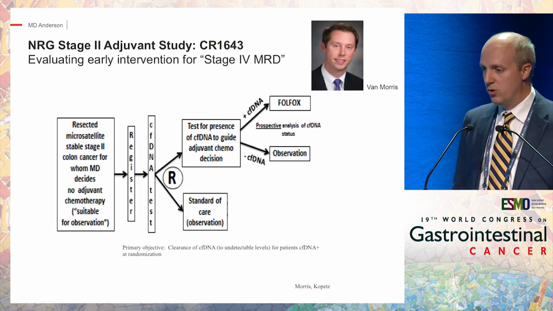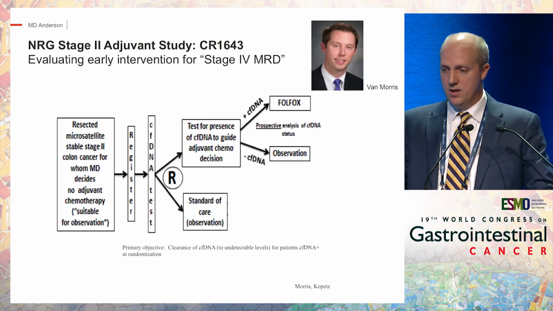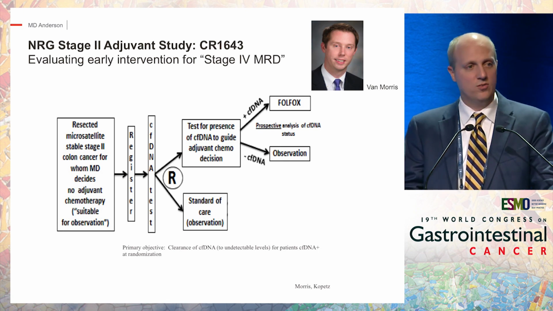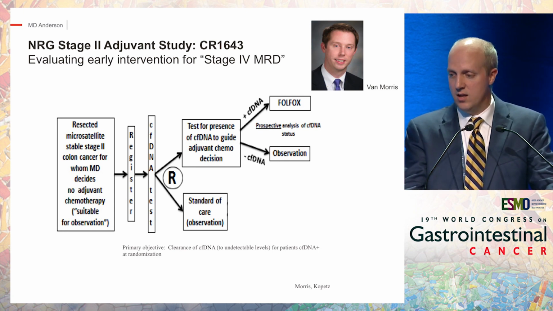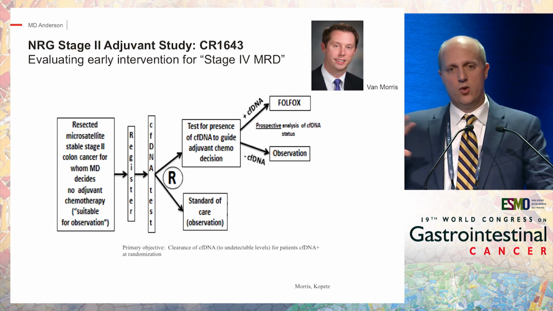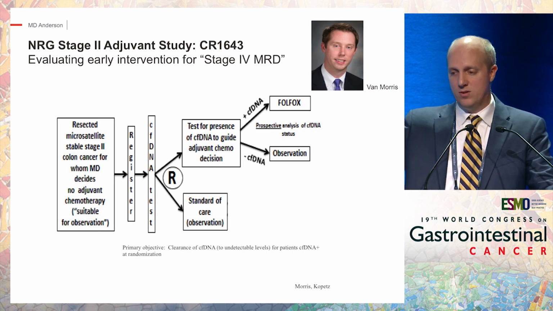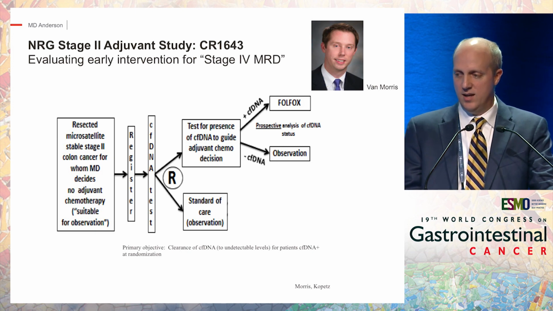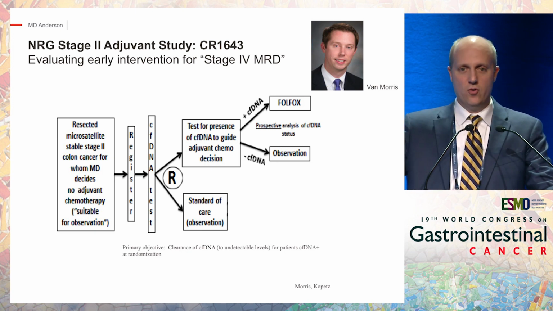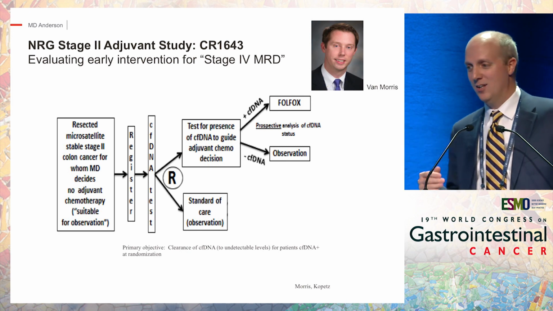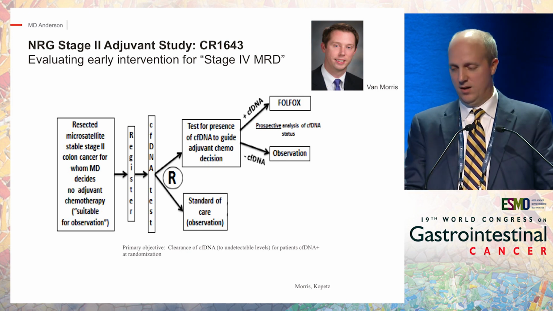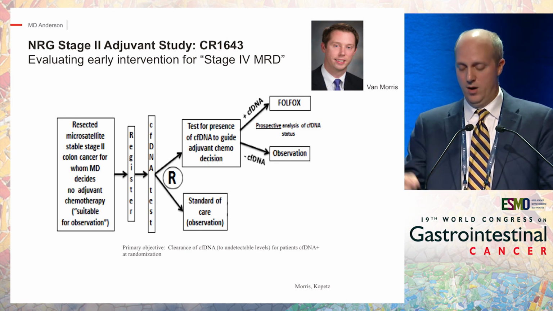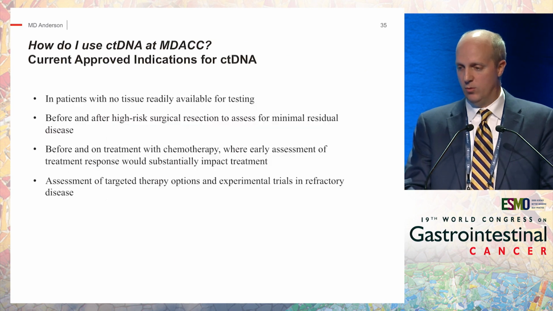So one of the things that we're doing in NRG, the cooperative groups in the U.S., Van Morris is leading this study, is actually taking these patients that otherwise we would say shouldn't be receiving any adjuvant chemotherapy based on our best understanding to date, and in the presence of stage 4 MRD, if I had to use that terminology, then they're going on to get therapies. But I think there are opportunities for novel treatments in this setting as well.